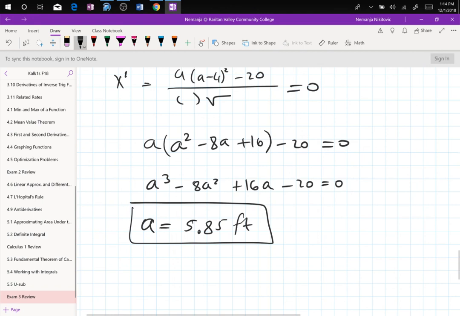dy is approximating delta y. Delta y is the exact change. dy is the approximate. But you have all of this obviously worked out in detail in the online lectures.